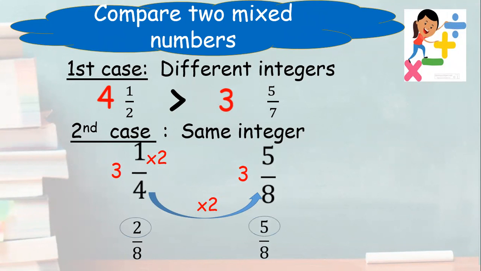5 is greater than the 2. So 5 over 8 is greater than 2 over 8, which means that 3 and 1 over 4 is smaller than 3 and 5 over 8.